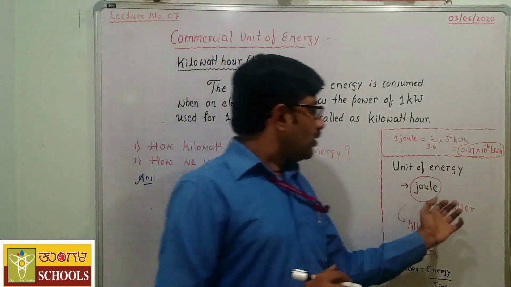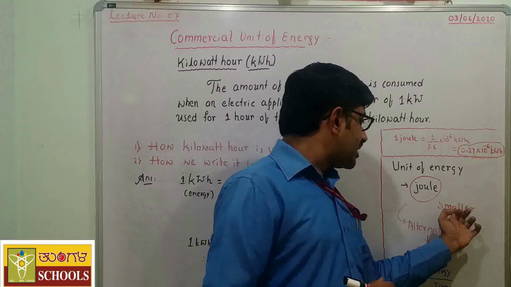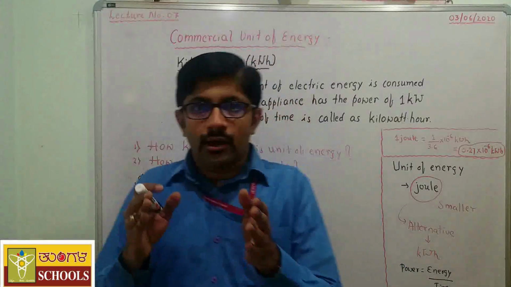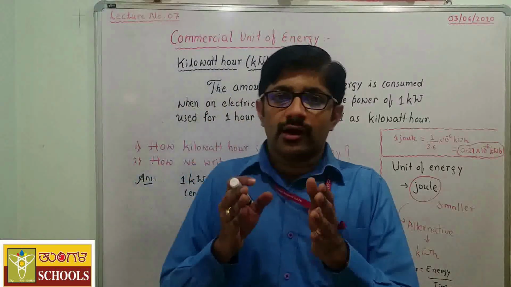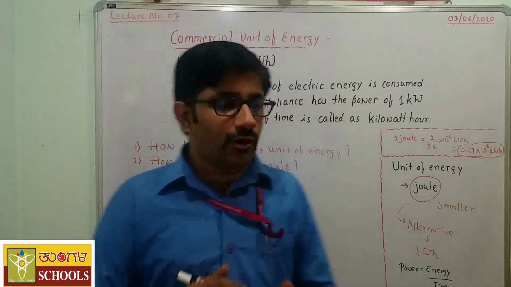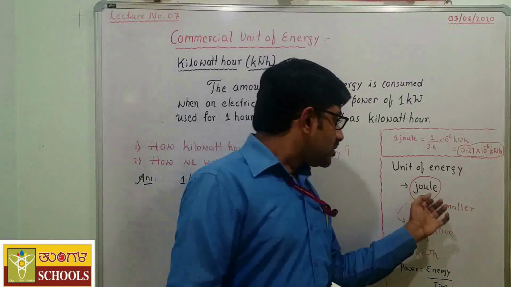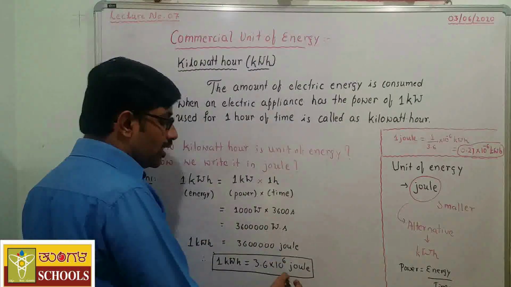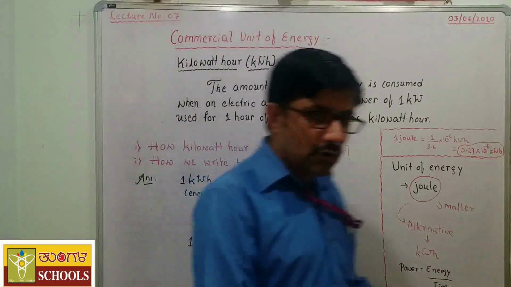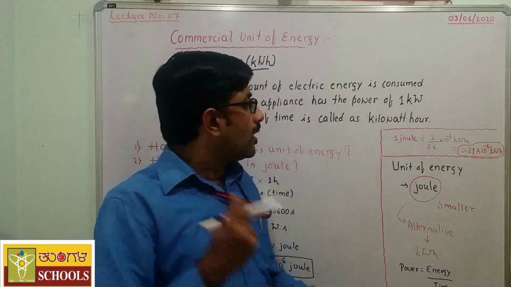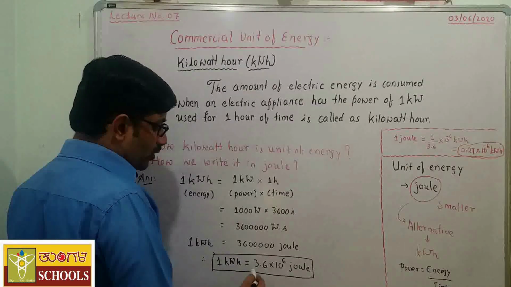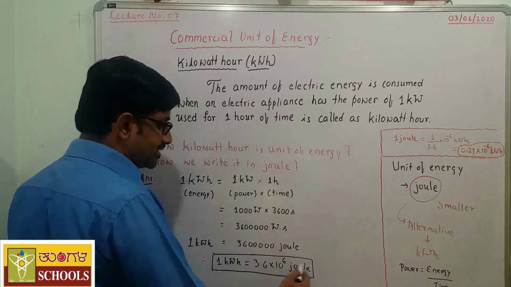Remember, joule is a smaller quantity. That's why for measuring the higher quantities, we find a solution in the form of kilowatt hour. So you can write kilowatt hour in terms of joule, and you can write joule in terms of kilowatt hour. We already wrote 1 kilowatt hour is equal to 3.6 into 10 to the power 6 joule.